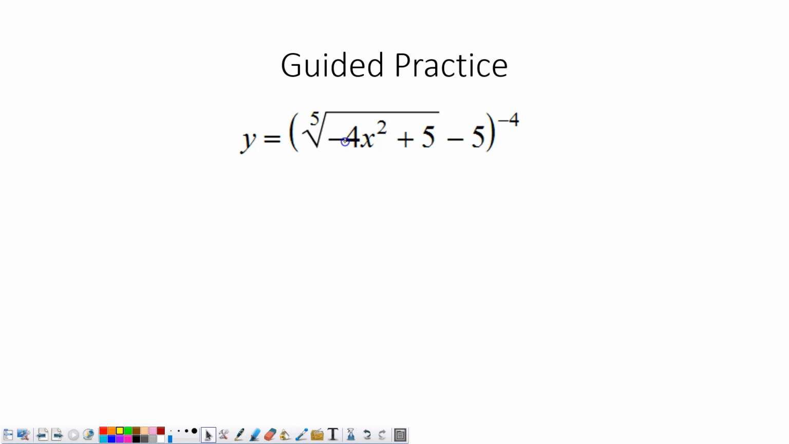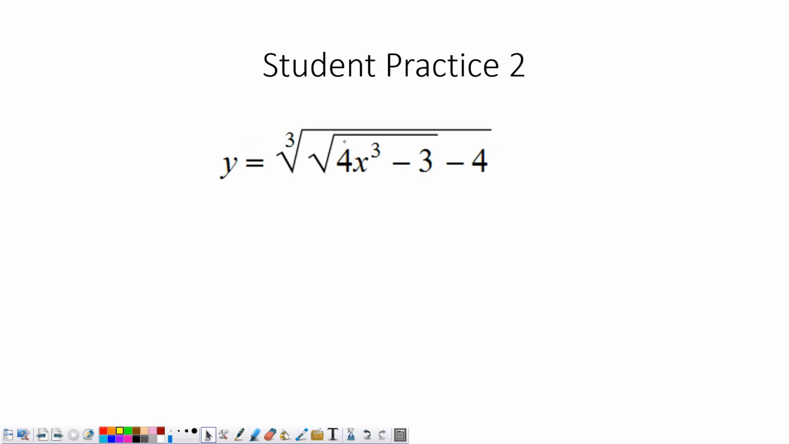Hopefully you guys thought it was the 4x cubed minus 3. Okay, now my next question.